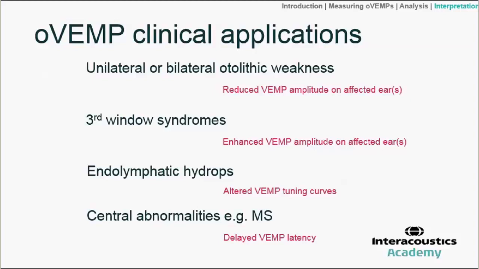Now then, second on the list there we see third window syndromes, and in particular, although not exclusive to semicircular canal dehiscence, and in this case rather than a reduced VEMP amplitude like in the previous example, we might expect to actually see an enlarged or an enhanced VEMP amplitude. Third on the list, endolymphatic hydrops, is characterized by an alteration in that classic VEMP tuning curve that we were mentioning a moment or two ago. And then finally, of course, any type of central neurological abnormality where there was nerve conduction delay might expect to cause a delay in the VEMP latencies too, such as, for example, multiple sclerosis.